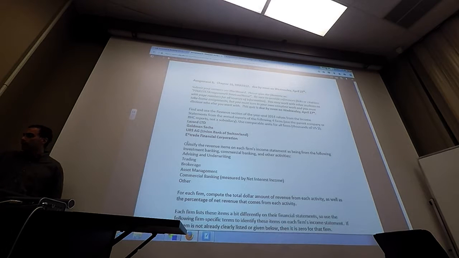So you've got 4 firms here, and what we want to do is take the year-end 2014 values. Now I was trying to be specific here. You can get those either from the 2014 annual report or the 2015 annual report, because they usually list 2 years of values. Whichever report you get, just make sure the values you report on your assignment are the year-end 2014 values. That's what I want to have for the assignment.